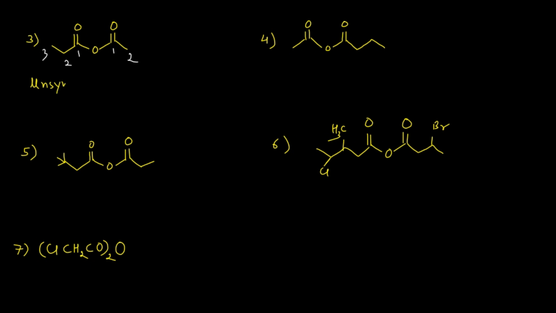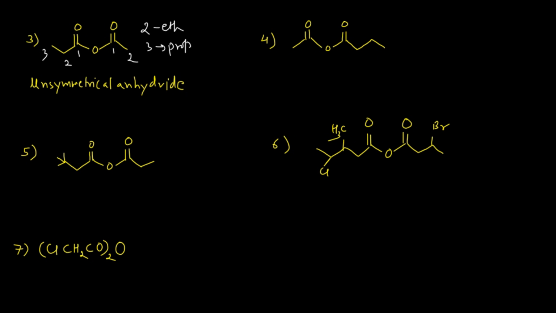Unsymmetrical. Please remember, this is your unsymmetrical anhydride. Whenever you have an unsymmetrical anhydride, it is your duty to write both the alkanoic parts separately, and while writing them, you will always follow alphabetical order. How alphabetical order? Whenever your long chain has 2 carbons, you use eth, and whenever you have 3 carbons, you use prop.